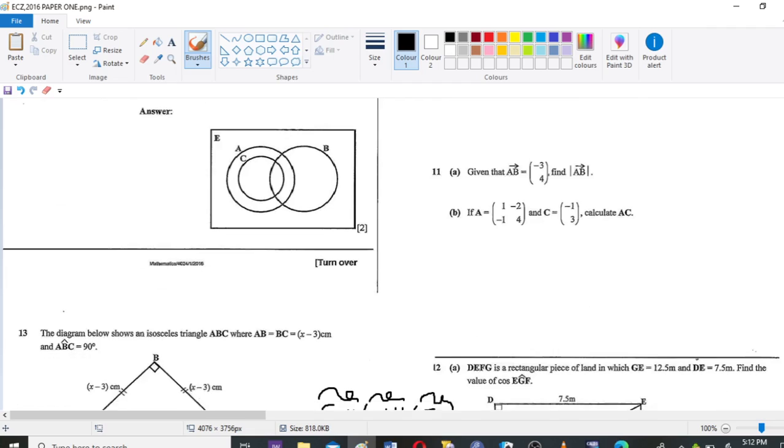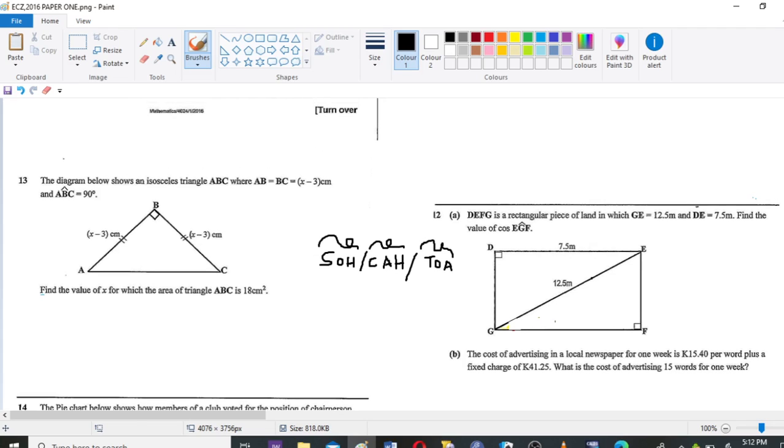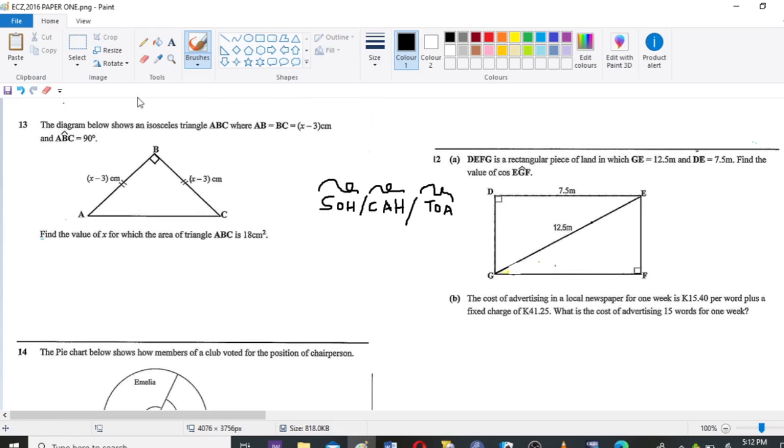All right, okay, so the other question someone asked is this one here. Okay, this formula, the question here.